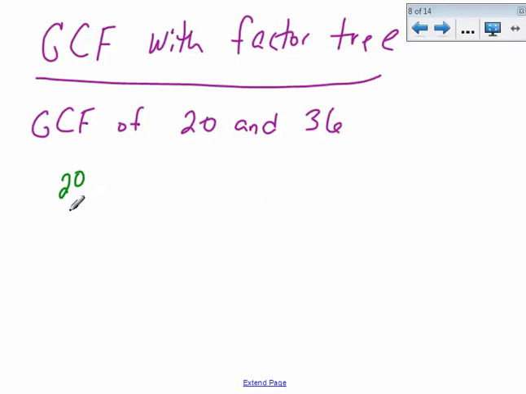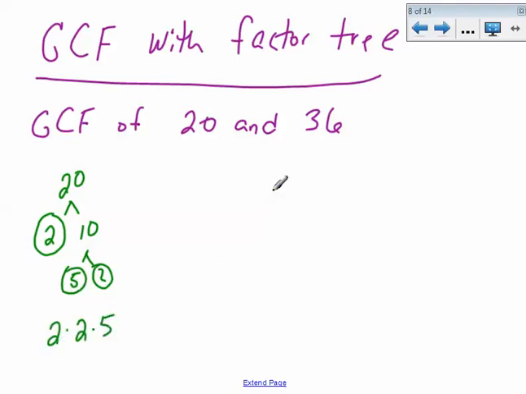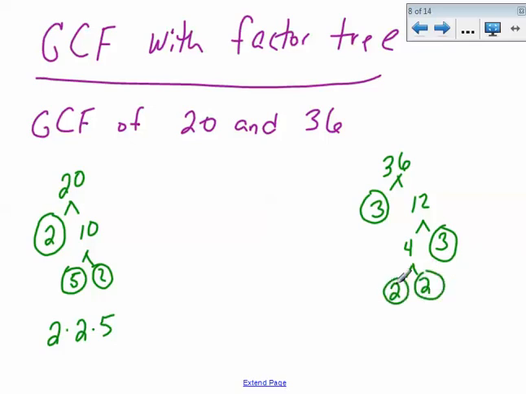So I'm going to do 20. Well, I know that 20, I can do 2 times 10. 2 is prime, circle. And I can do 5 times 2, circle. So that's 2 times 2 times 5. And let's go over here and do 36. Let's see, I'm going to do 3 and 12, prime. 4 and 3, prime. 2 and 2, prime. So that's 2 times 2 times 3 times 3.